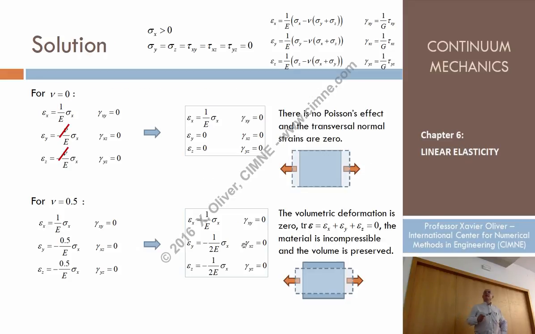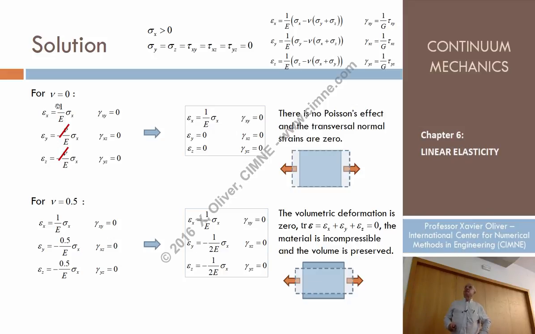Let's see what happens. So, look, here we have Hooke's law. Since all the stresses are 0 except sigma x, what can we say? That epsilon x will be 1 over E sigma x, and the other terms are 0. Epsilon y is minus nu sigma x divided by E. Epsilon z would be minus nu sigma x divided by E. And tau xy, tau xz, tau yz will be 0, so gamma xy, gamma yz, gamma xz will be 0. So this is the result we have.